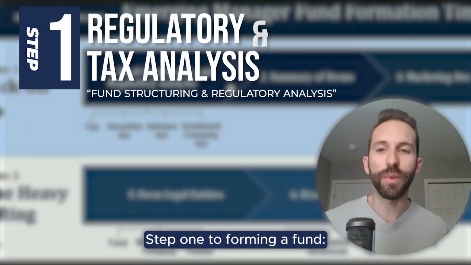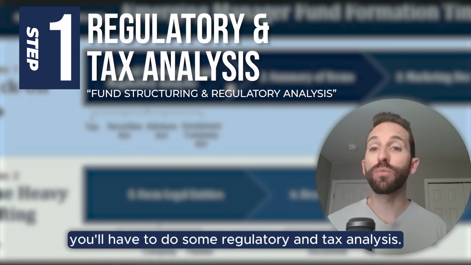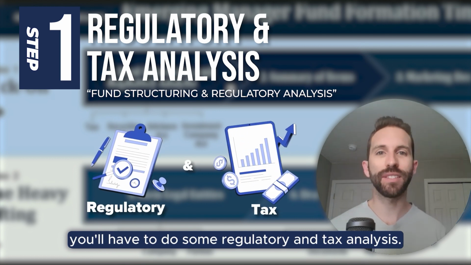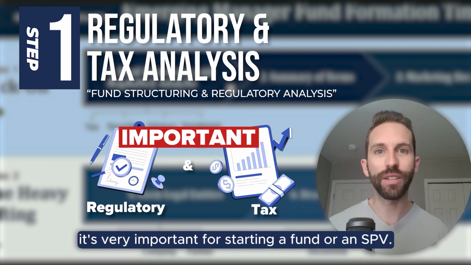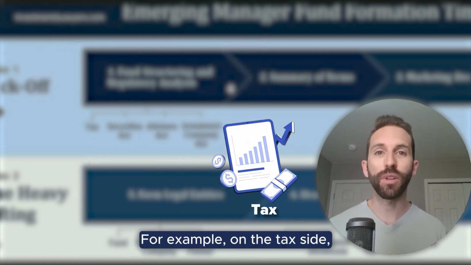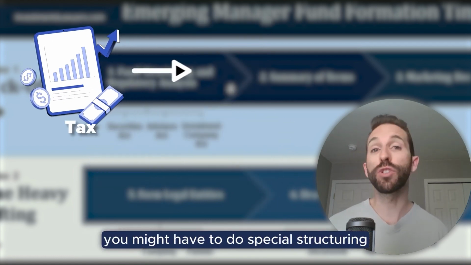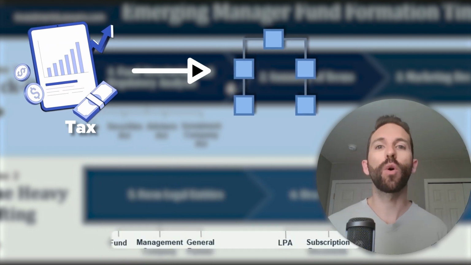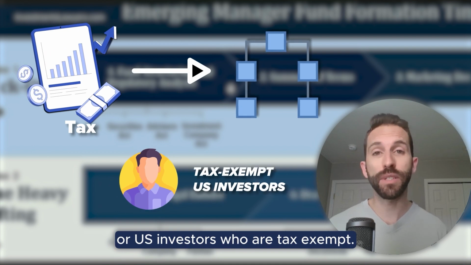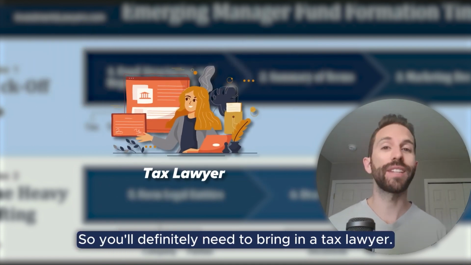Step 1 to forming a fund. You'll have to do some regulatory and tax analysis. Tax stuff, regulatory stuff, it's very important for starting a fund or an SPV. For example, on the tax side, you might have to do special structuring if you want to admit non-US investors or US investors who are tax exempt. So you'll definitely need to bring in a tax lawyer.